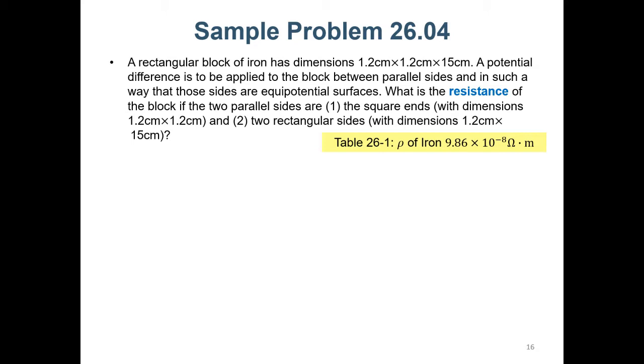So a rectangular block of iron has dimensions like this. A potential difference is applied to the block between the parallel sides in such a way that those sides are equipotential surfaces. What is the resistance of the block if the two parallel sides are the square ends? So first, consider this one.